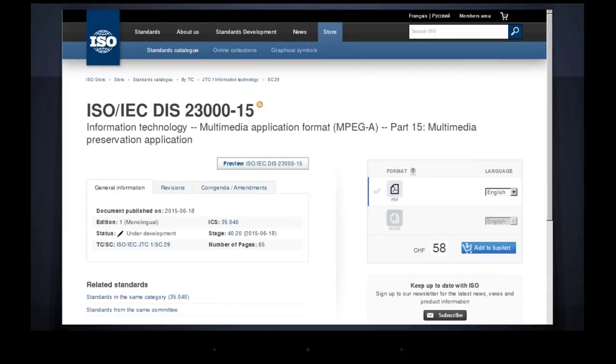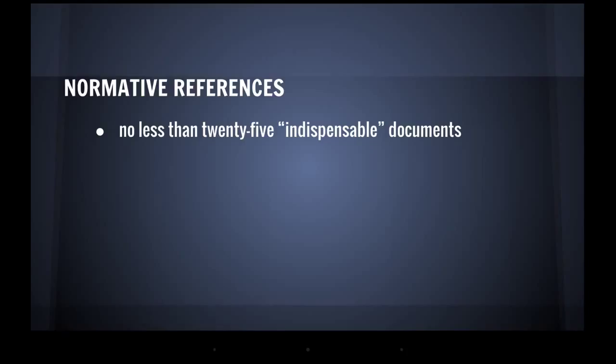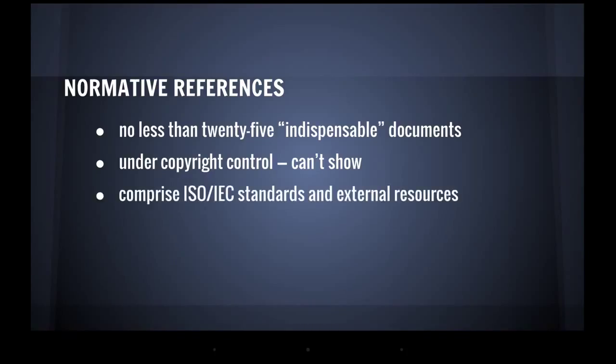So here's an example of a typical document from the ISO. And since this one is pending, unfortunately, I'm unable to share the content publicly. But there are normative references that are mentioned within it, no less than 25 of them, and they are indispensable. So these are other standards that this is built on top of. So this is not the only game in town. As I said, it's under copyright control, so I can't really show you these 25 normative references, but they comprise other ISO, IEC standards, and external resources.